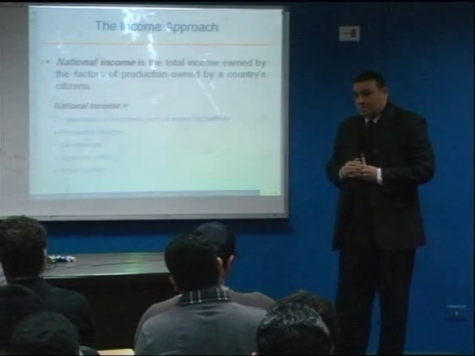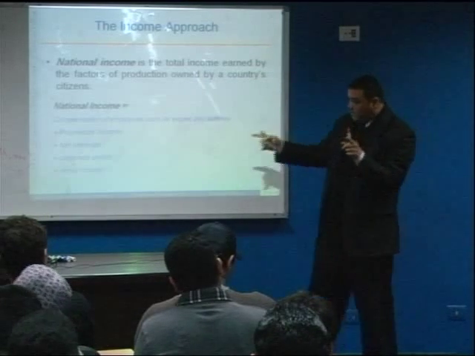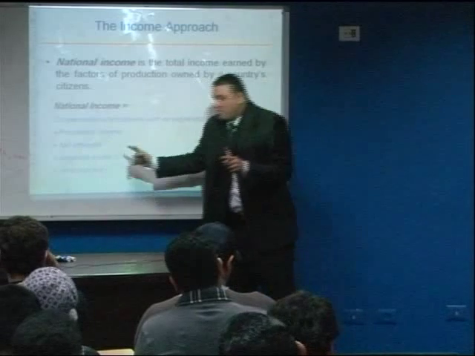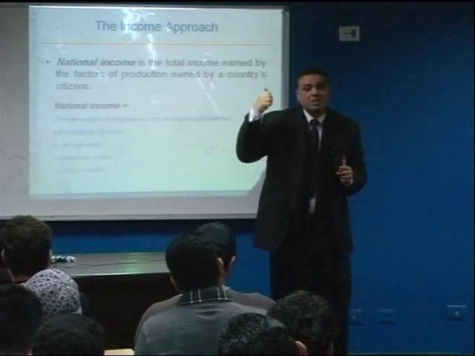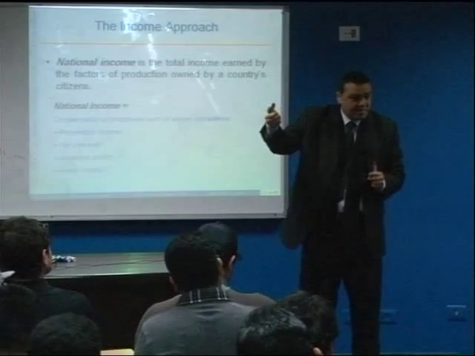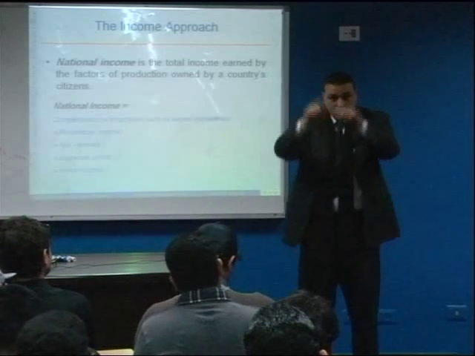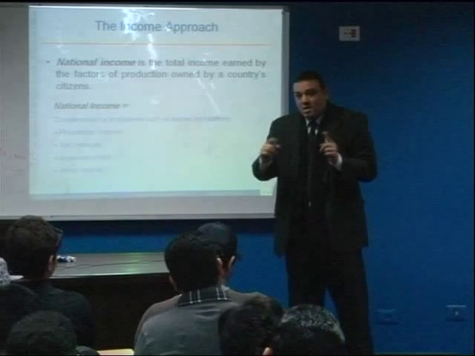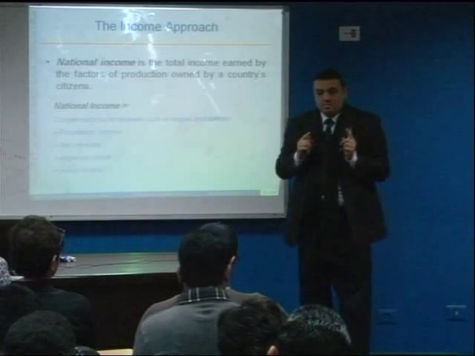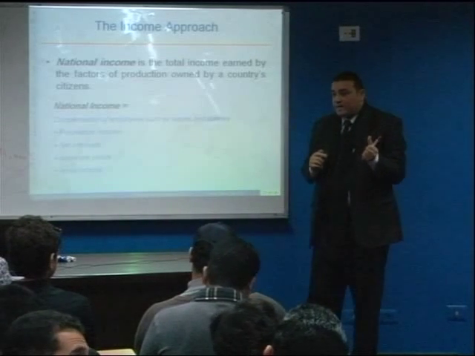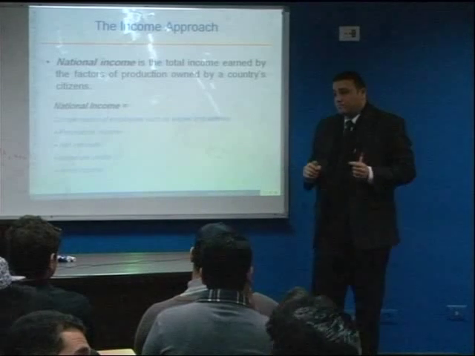It's called retained profits. So the corporate profits include the distributed profits and the undistributed profits, right? All of this is called the corporate profits. What are distributed profits? Dividends.